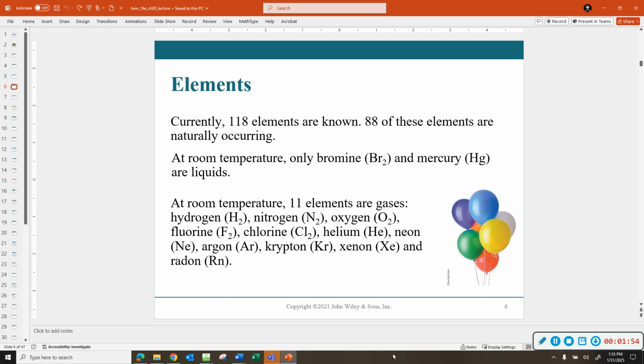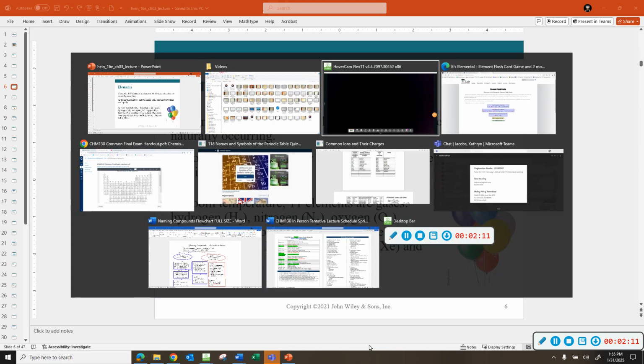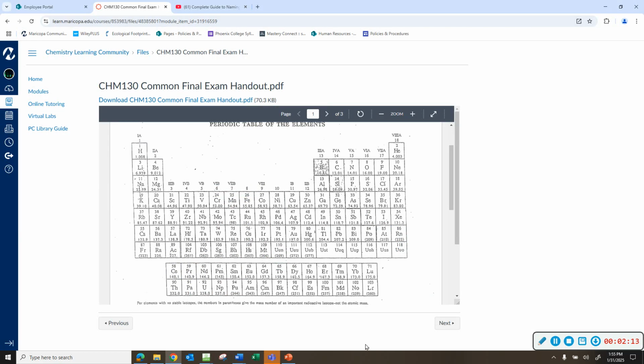Here are some elements that you need to know, but with that, you need to know 118 different elements. There is a periodic table you will get on the final, but also on my test. So I'm going to pause the review of the notes. Here is the periodic table. This is right from the chemistry department. This is the final exam periodic table handout.